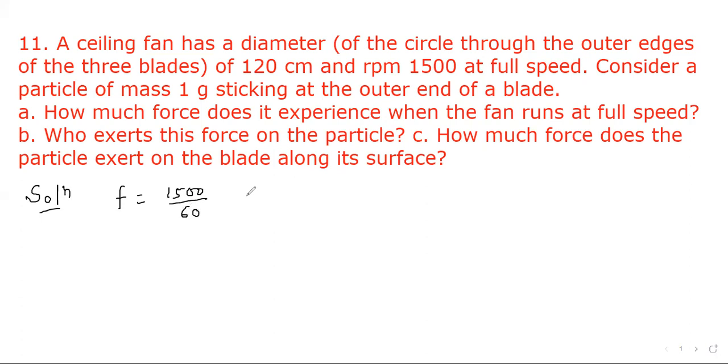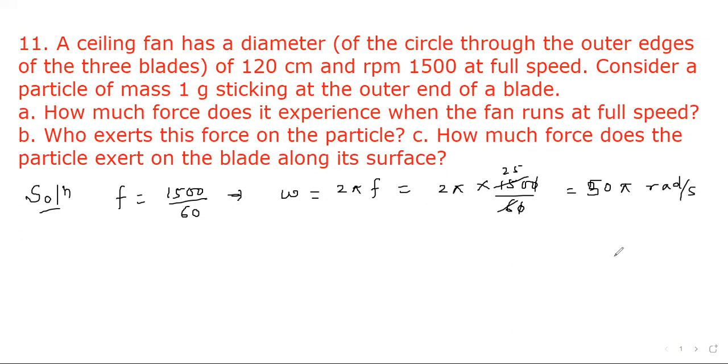From here we can find angular speed. So angular speed is given by 2 pi f. So 2 pi into 1500 divided by 60. So 0 will cancel out. It's 25. So we get 50 pi radian per second. So this is angular speed.